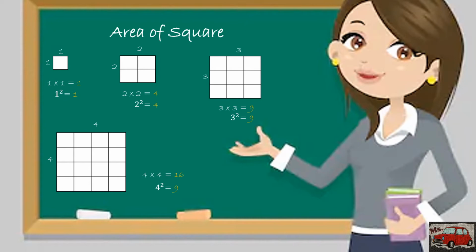So, kung mapapansin nyo, kung ita-times nyo yung side tsaka length, parehas lang yung factor. Like, yung unang square, 1 times 1 is equal to 1. So, pwede nyo siyang isulat na instead na 1 times 1, pwede nyo nang gawing 1 squared, right? And the answer is still 1. Yung pangalawa, ita-times nyo yung length tsaka width, so 2 times 2 equals 4. Then, instead na 2 times 2, pwede nyo gawin na 2 squared. And the answer is still 4.